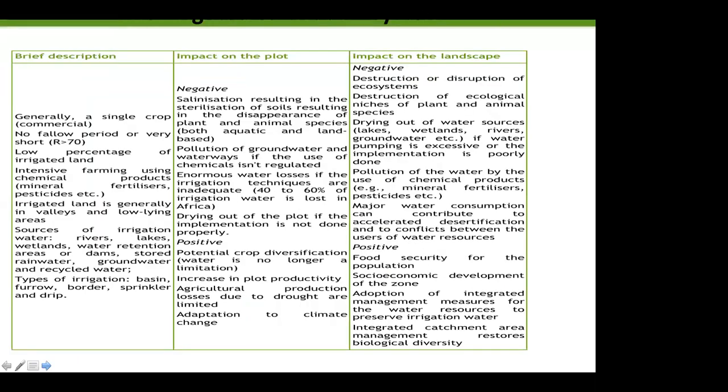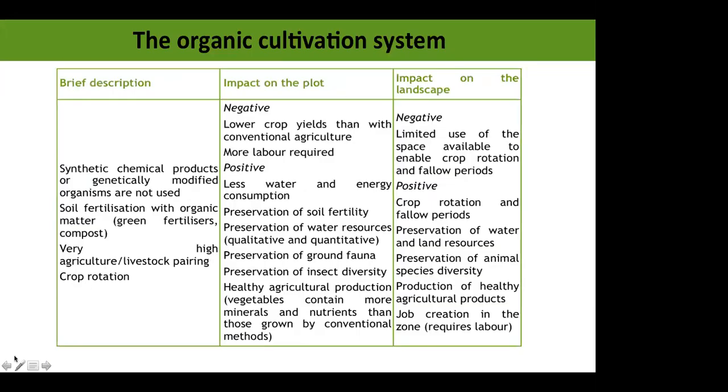We're going to look at this other system, the organic cultivation system. In the organic cultivation system, synthetic or chemical products or genetically modified organisms are not used at all, they are not allowed. Soil fertilization with organic matter is being used. There's green fertilizer. You do a lot of compost. You do vermicompost. A lot of green fertilizer is used that is friendly to the environment instead of the ones that are harsh, which are synthetic.